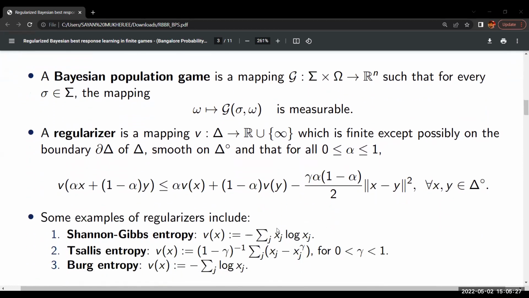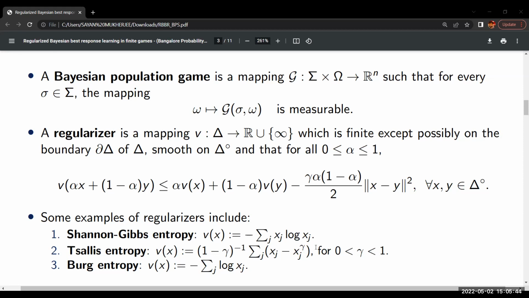Now a regularizer is a function from delta to R union infinity, such that it is finite on the interior, and it can be infinite but only on the boundaries. It is smooth on the interior, and it satisfies strong convexity.